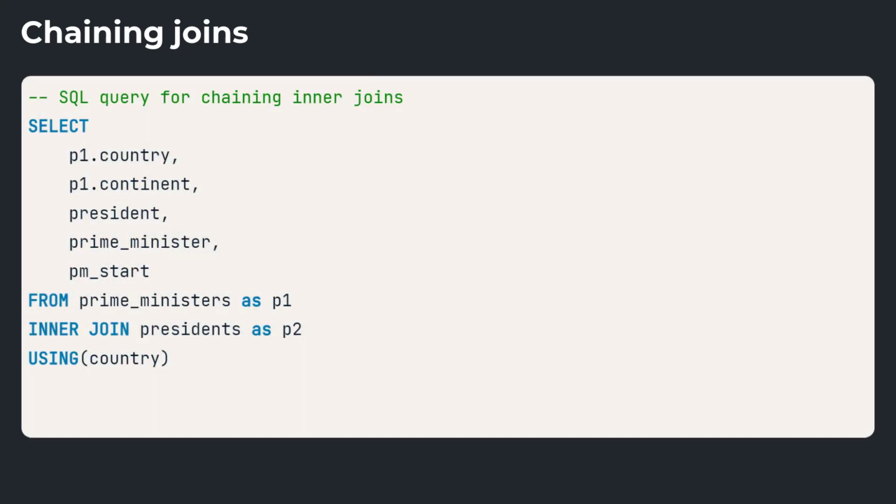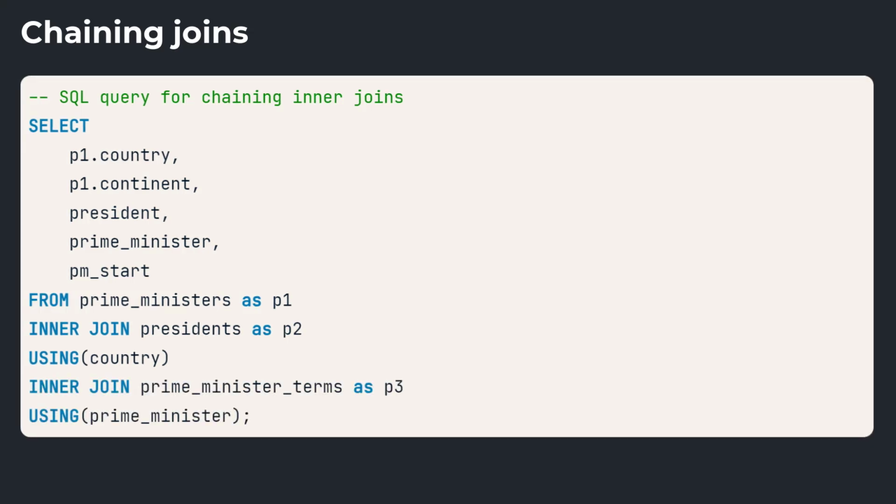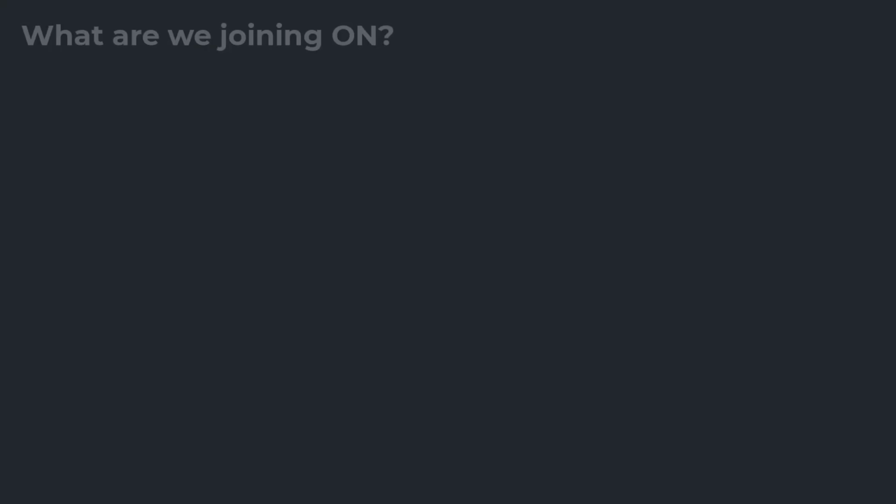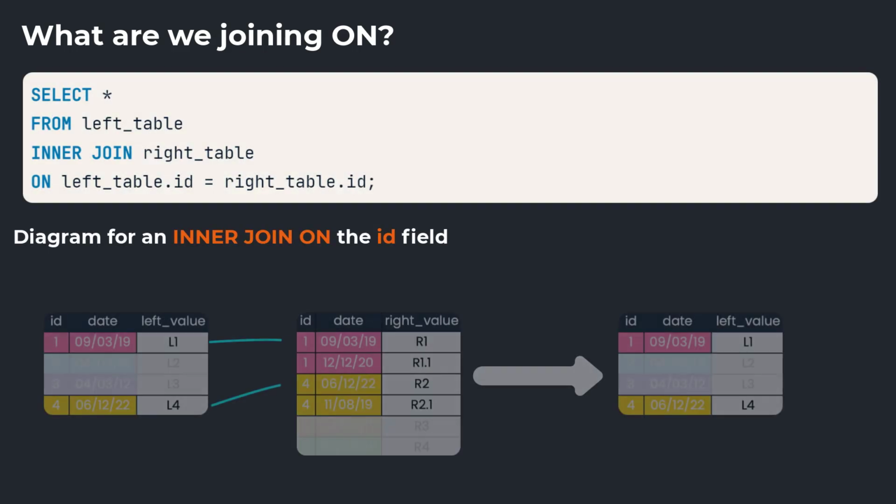Here's a look at the final SQL query for chaining a second inner join to our first inner join. Notice that the syntax for the second join is exactly the same as for the first join, but we use prime minister as the field to join on instead. We can continue the chain and join as many tables together as we need. Now let's step back from our world leaders example.